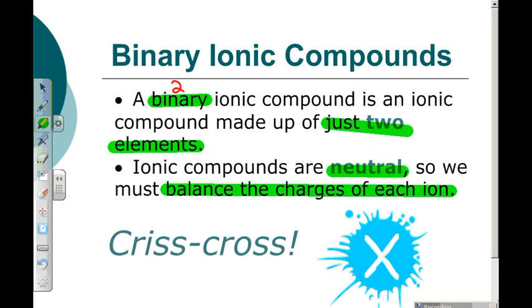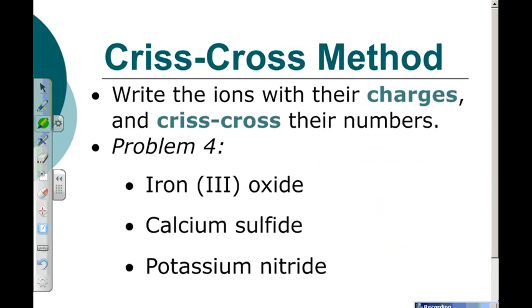What it means for us is that when we write a formula, we have to have the positive and negative charges balanced out. To accomplish this, we can use the crisscross method. This is kind of an easy way of figuring out the formula to make it neutral. To use the crisscross method, you start out by writing the ions, so you would start with their symbol, and then fill in their charges. Once you have their charges written, then you crisscross the numbers, ignoring the signs. Let's look at an example, and I think this will make more sense.